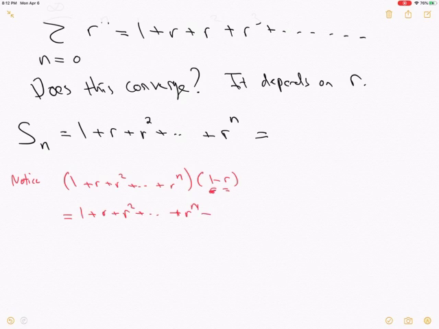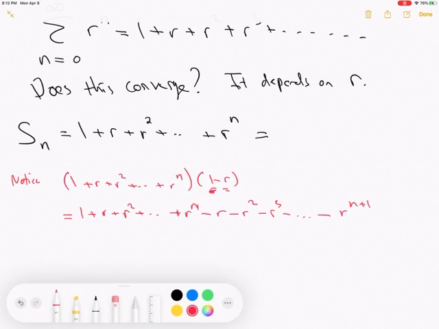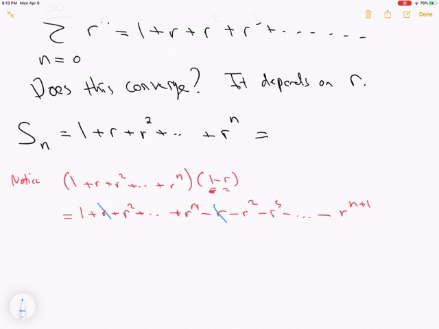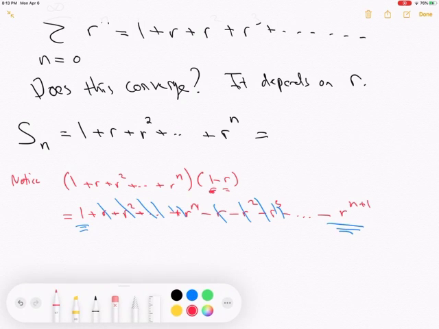So that gives you negative r times 1, which is negative r. That gives you negative r times r, which is negative r squared. Negative r times r squared gives you negative r cubed. And you keep going, and the last thing you'll get is negative r times r to the n, which gives you negative r to the n plus 1 power. So now, if you just look at this, you can see, or you can convince yourself, that all of the terms cancel except for the very first term and the very last term. So this gives us this very beautiful formula.